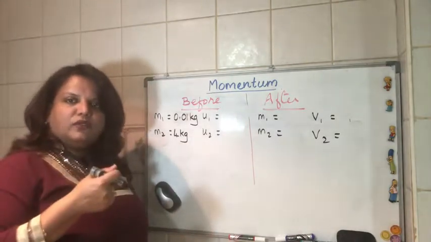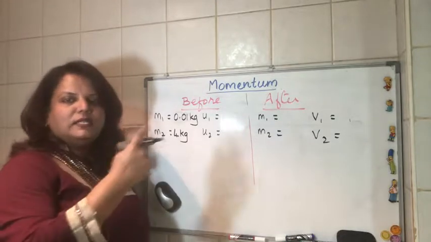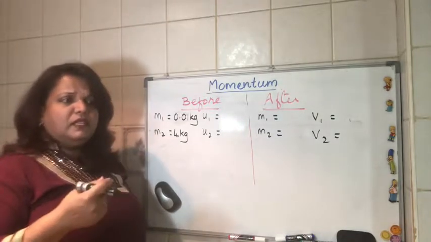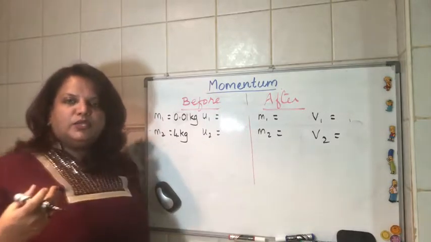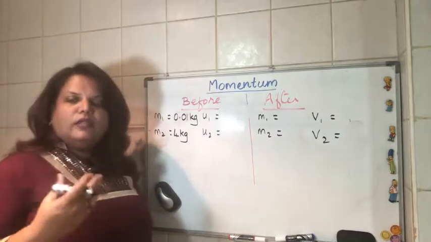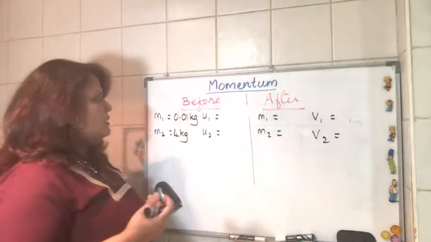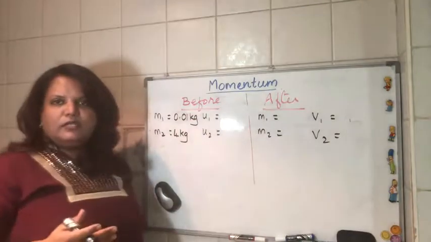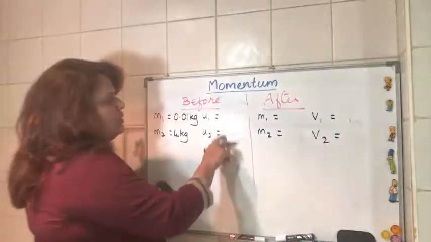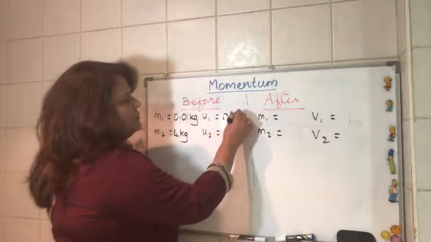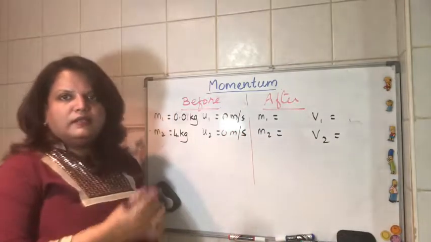The bullet is fired from the rifle. Before impact, here the impact is the bullet leaving the rifle, which is very similar to explosions. If there is a single object and it breaks up into 2 or more fragments, there also you can apply the principle of conservation of momentum. So here, before collision, since both the bullet and the rifle are at rest, these two velocities will be 0. Got it? I have substituted that.